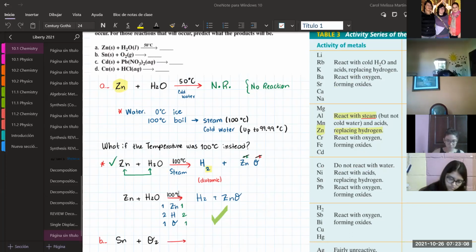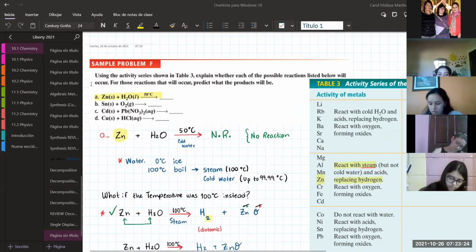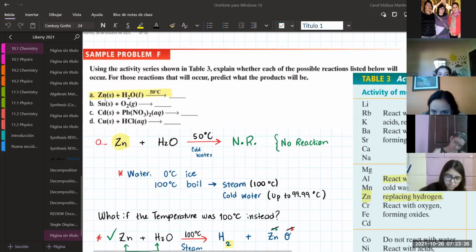Okay. In the second example, we have solid tin plus oxygen gas. Guys, another thing very important in this first example. Take a look here in the sample problem. Take a look.